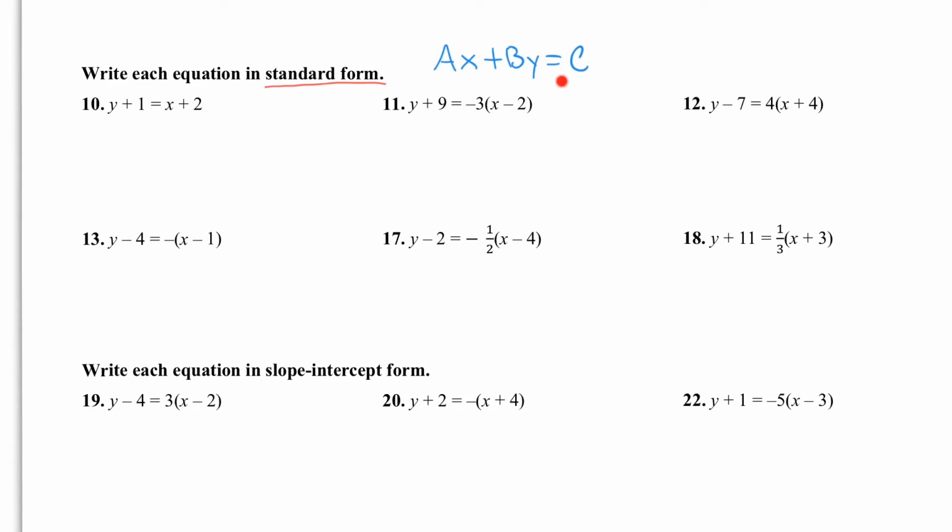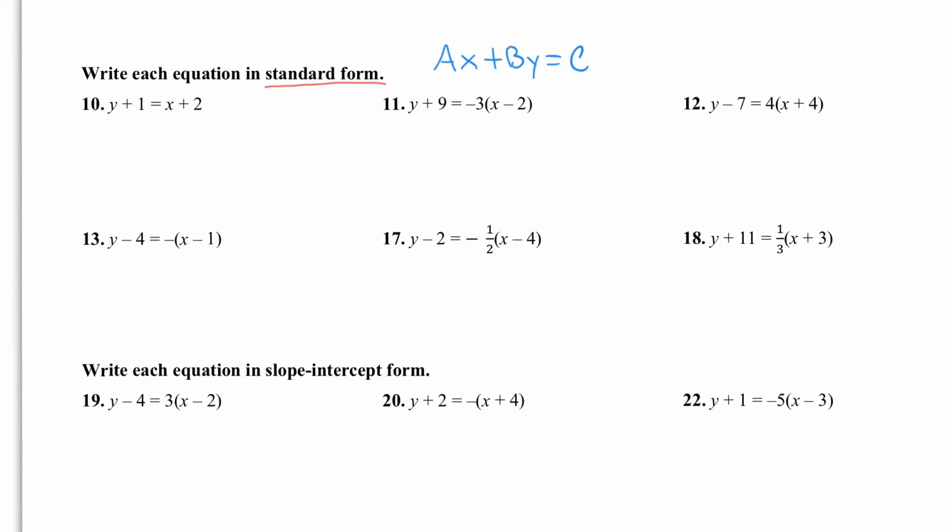A, B, and C are integers, meaning that they are not fractions or decimals. And A is not a negative integer. It has to be positive. B can be negative, C can be negative. So I'm showing you B can be negative, C can be negative, but the A has to be positive, and you cannot have fractions or decimals.